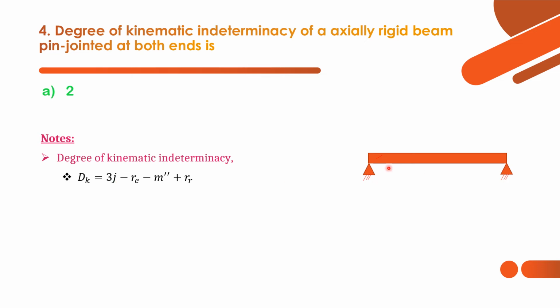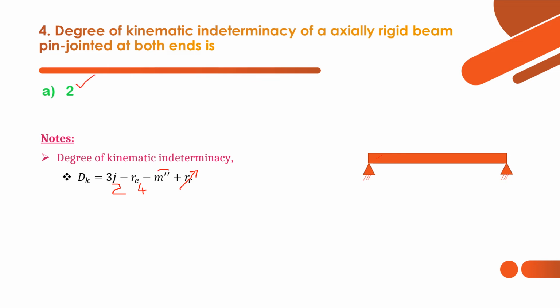And how many joints are there? Two joints, one at each end. So 3 into 2 is 6, minus how many external reactions we have? Here one vertical reaction and one horizontal reaction. Similarly we have the same here also. So 4 external reactions. So 3 into 2 joints, 4 external reactions, no force releasers. What happens? 3 into 2 is 6, minus 4 is 2.